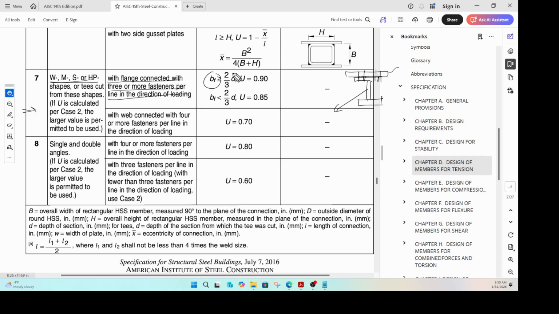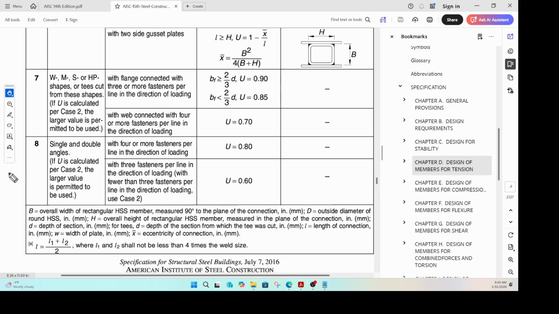And if my BF is greater than 2 by 3 times of D, then my U is that much. If my BF, breadth of flange, is less than a certain value, then my U is this much. Okay. So you have to just enter through here and figure out if you fall in this category. And then if you are here, then you have to figure out if you are here or here, and then pick your U value. As simple as that. When you have the web connected with 4 or more fasteners in the direction of the loading, U is that much, straightforward. This is case 7.